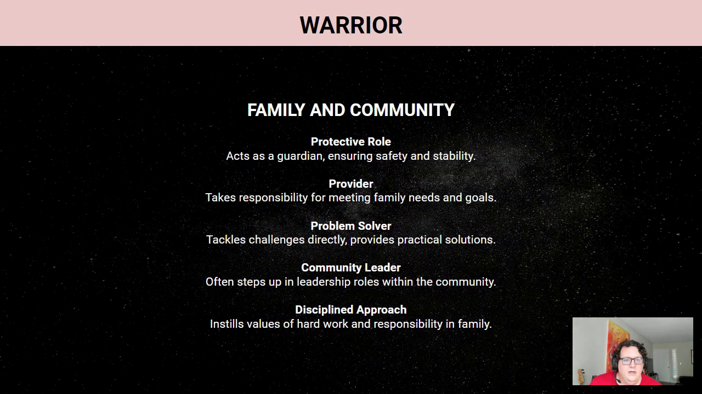In family and community, they play a protective role, acting as a guardian, ensuring safety and stability. They're providers, taking responsibility for meeting family needs and goals. They're problem solvers, tackling challenges directly, providing practical solutions. They're community leaders, often stepping up into leadership roles within the community. And they have a disciplined approach, instilling values of hard work and responsibility in the family.